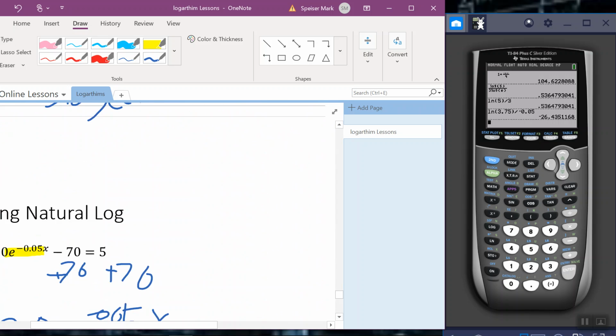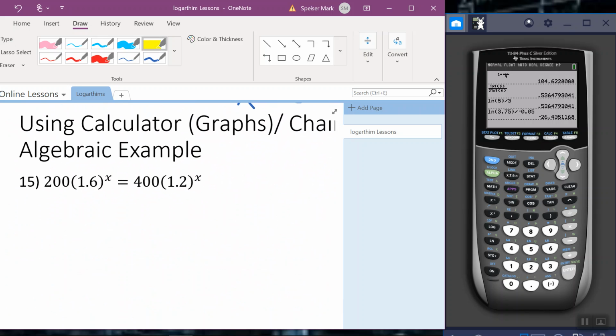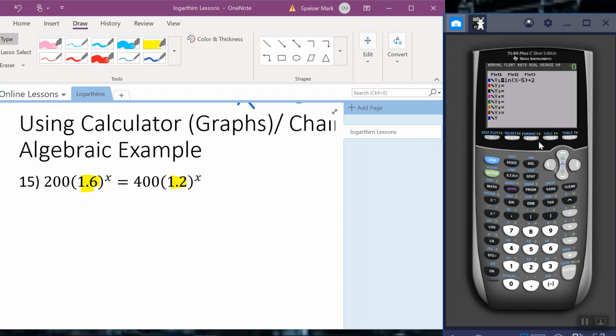We're going to use a calculator to solve this. It's a challenging algebraic example, because if you notice, the bases are not the same. So before we do algebra, let's look at the calculator's answer. You type in the first equation, 200 times 1.6 to the x, and 400 times 1.2 to the x, and we're going to have to see where the two intercept.